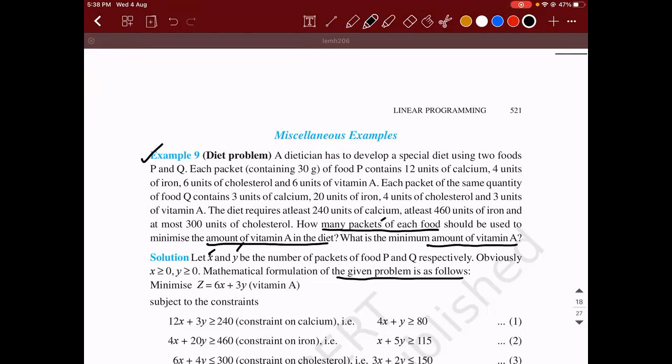You need to minimize the amount of vitamin A in the diet. Okay. So how much is the amount of vitamin A that is available in food P? 6 units of vitamin A here, and here it is 3 units of vitamin A. So 6 into X number of packets plus 3 into Y number of packets will be the objective function. Rohan, am I clear? Yes, sir, not clear. Okay. Now the other constraints are on the other items, right?